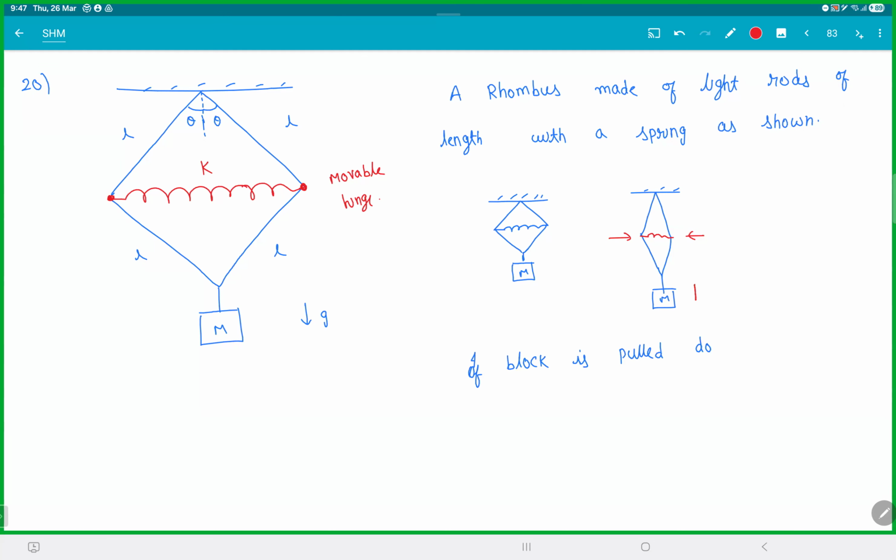So whenever you pull this block down, the spring will get compressed. Anyway, the spring is already compressed, you're getting it. Initially, it isn't at rest. So because of the weight, it is already compressed. When you pull it, it will compress more. If the block is pulled down by small x, find time period.